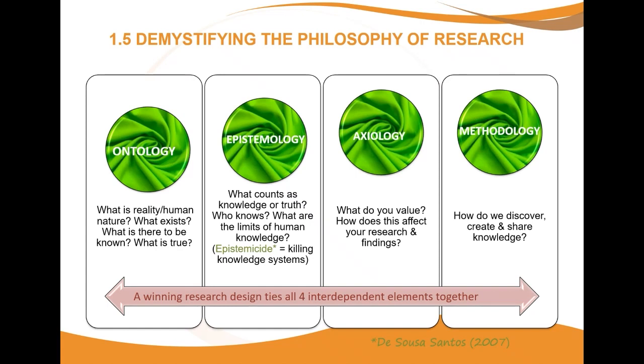Axiology follows from my ontology and my epistemology. Given all of this, what is the reality and what is knowledge? What do you value? What do you as the researcher value? Do you think that value should be outside of the research? It should not contaminate the research? Or do you think my values enrich what I do? Do you think I cannot take off my values like I would take off a coat and hang it in the hallway? It's always with me.